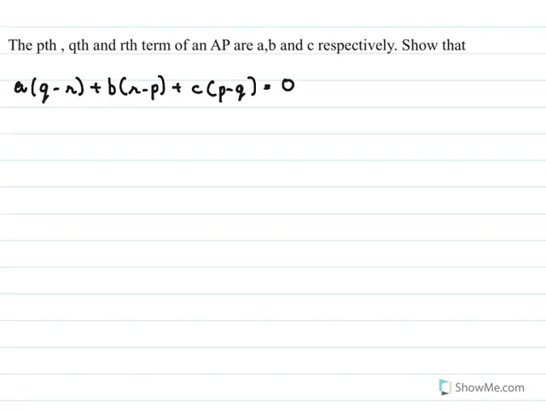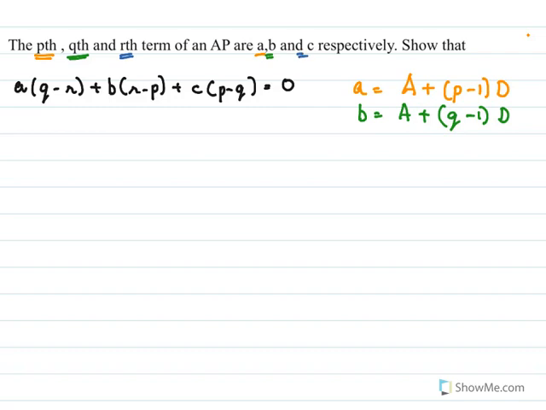The pth, qth, and rth term of an AP are given. You have to show that the expression equals 0. So here we have the pth term is a. So that means a equal to a plus p minus 1 d. Then the qth term is b. So b equal to a plus q minus 1 d. And the rth term is c. So c equal to a plus r minus 1 d.